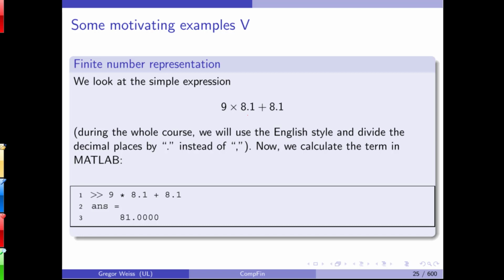We'll do this in MATLAB, and note that we will stick to the rule that we use a decimal point and not a decimal comma like in German. So it's 9 times 8.1 plus 8.1, and the answer is 81.0000, with 4 zeros, but 81. Okay, so everything seems to be fine. Well, it's not.